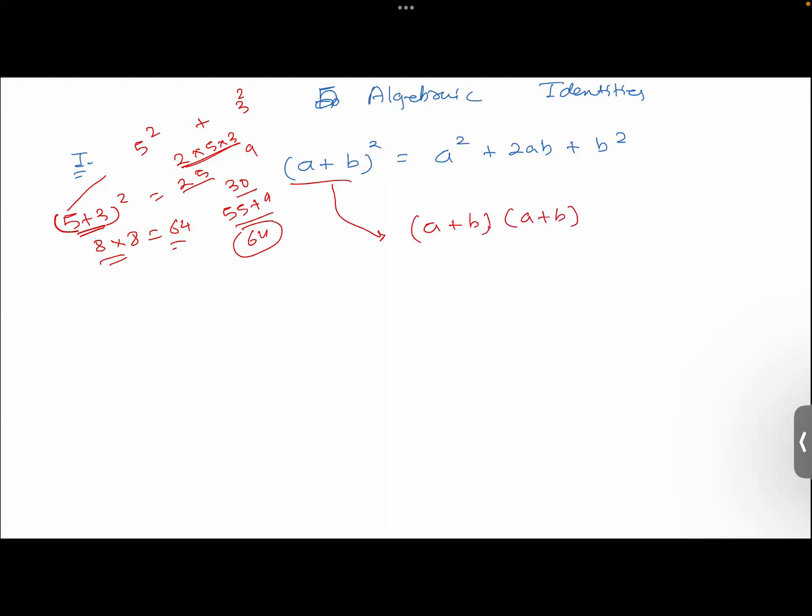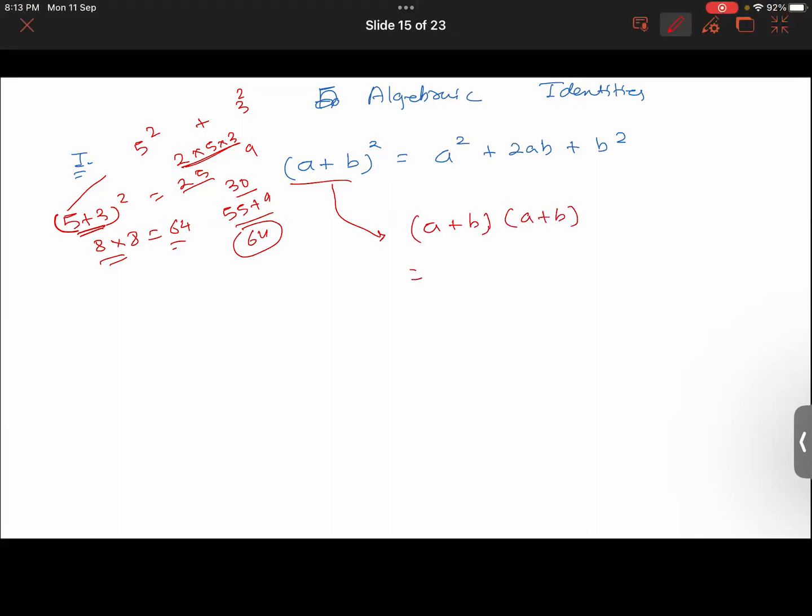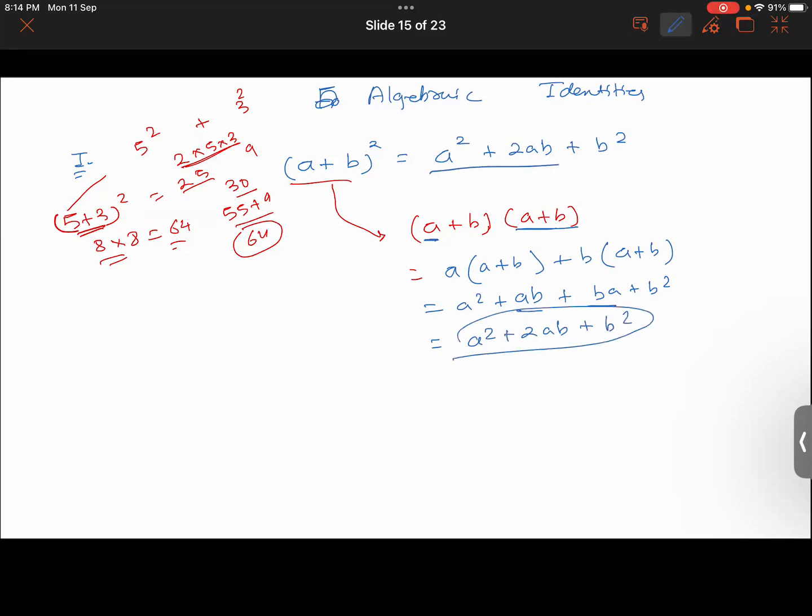Can we write it like this? Yes, sir. Okay, and you have to multiply the first term a with both of the terms of the second bracket, and b with the whole bracket too. So it's going to be a square plus ab plus ba plus b square. Right now, so it's a square plus ab plus ba, that is 2ab, plus b square. It can be written like this. So you are getting the identity here.